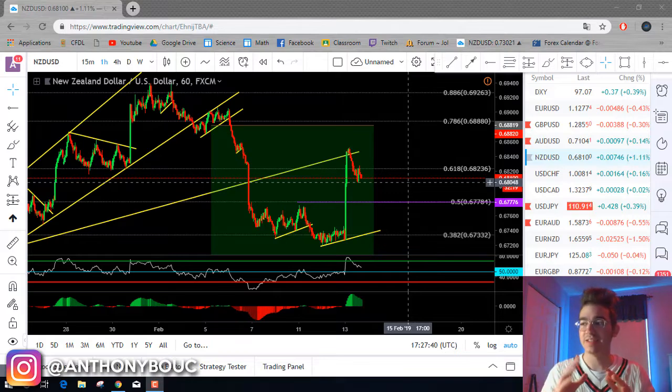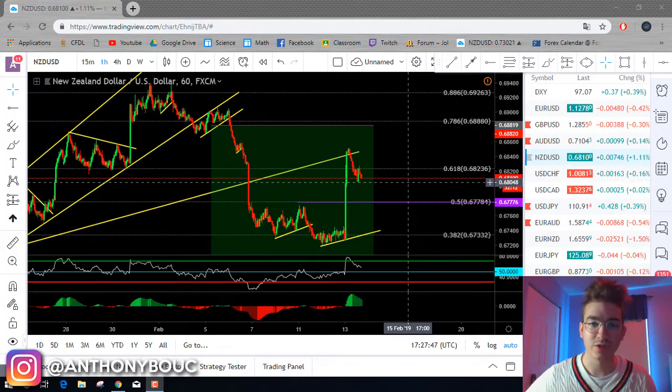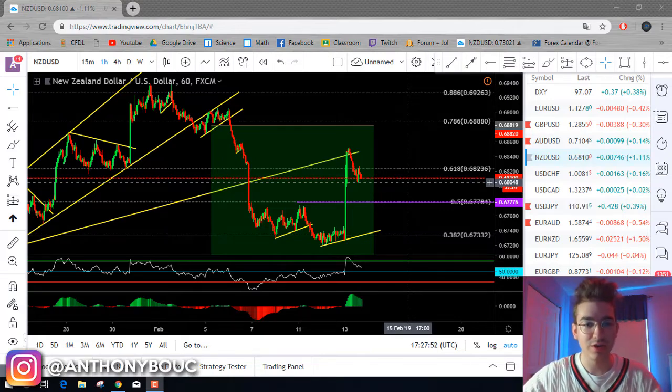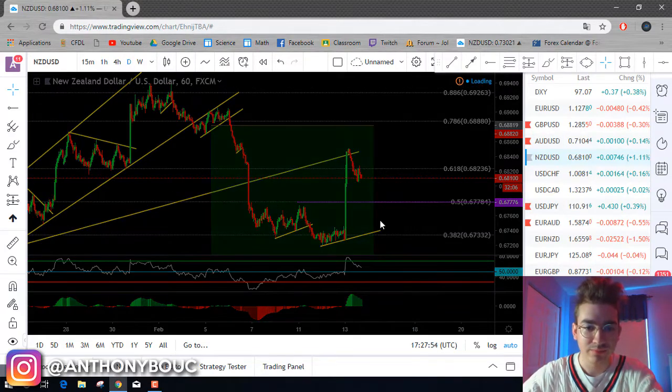Let's take a look at this NZDUSD trade. As always, I will start with showing you guys the overall view of the market, the entry, the stop, the target, and then how the trade evolved after taking it. So let's start on the higher time frame. Let's go on the daily.